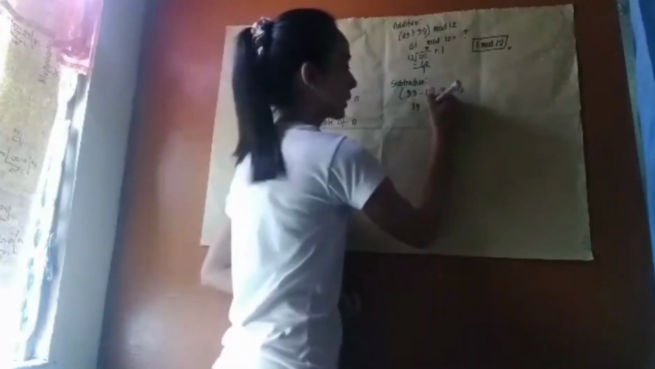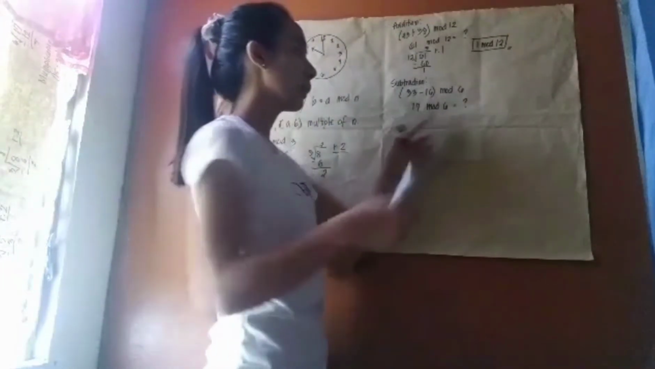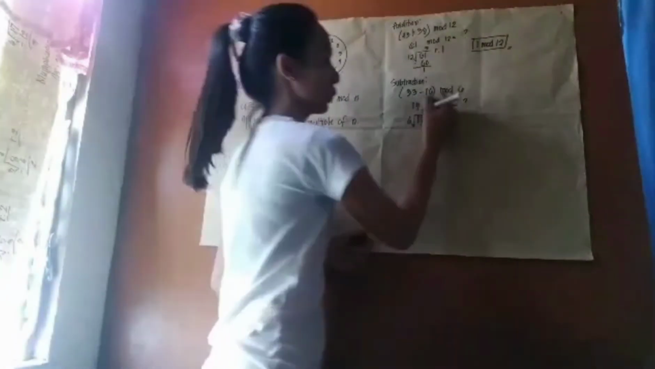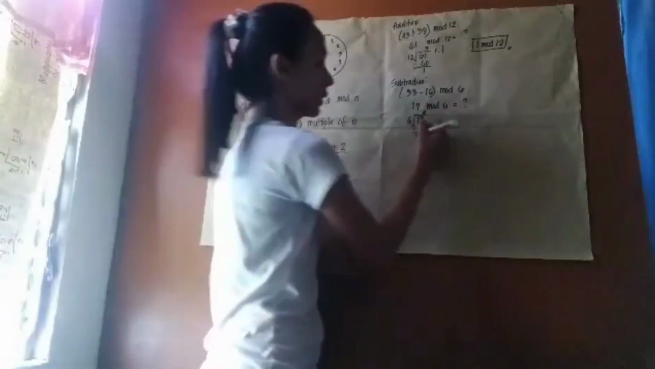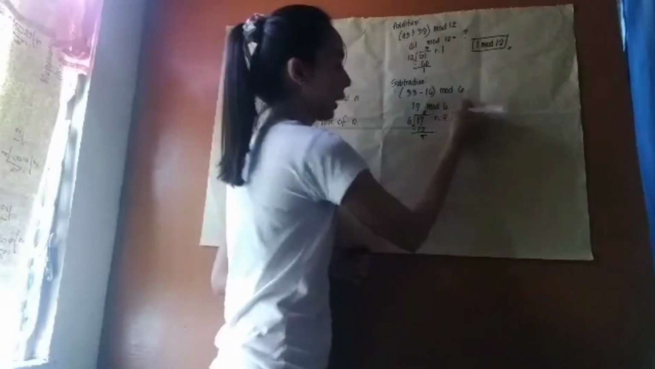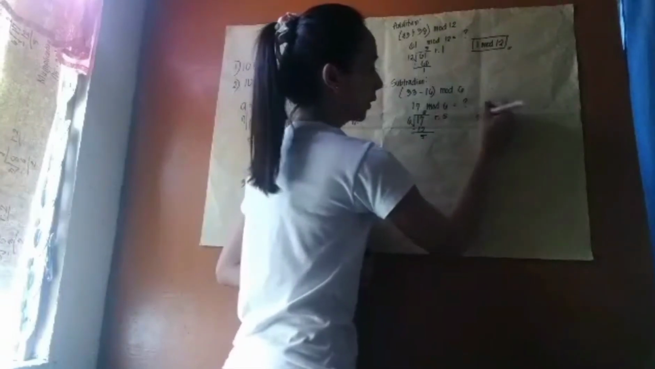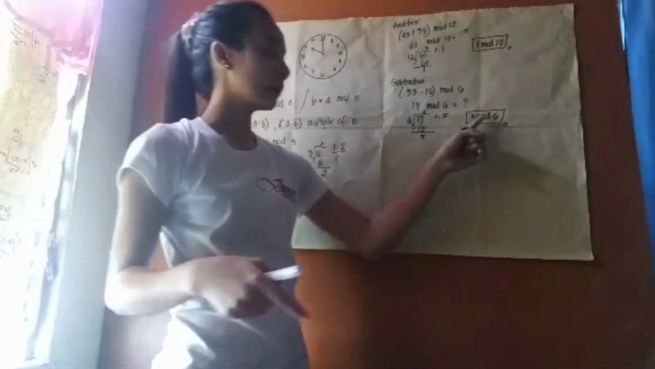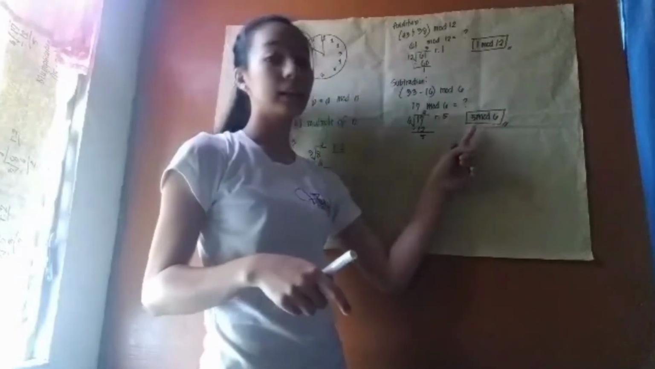Then copy the mod 6. Then find the remainder. What is 17 divided by 6? 17 divided by 6 is 2. 2 times 6 is 12. 17 minus 12 is 5. So the remainder is 5. For the simplified form, we have the remainder of mod 6 is 5.